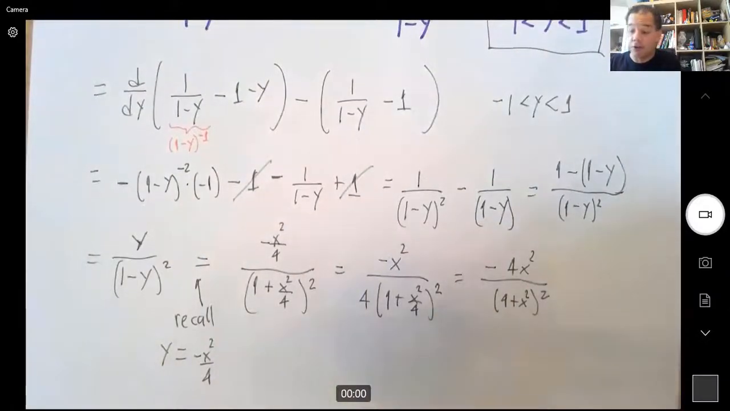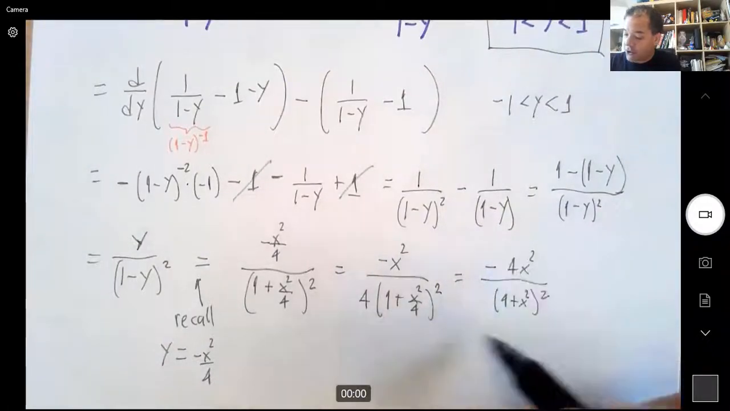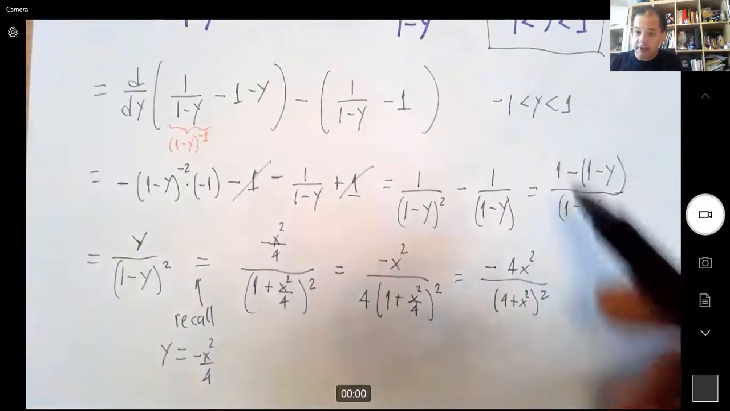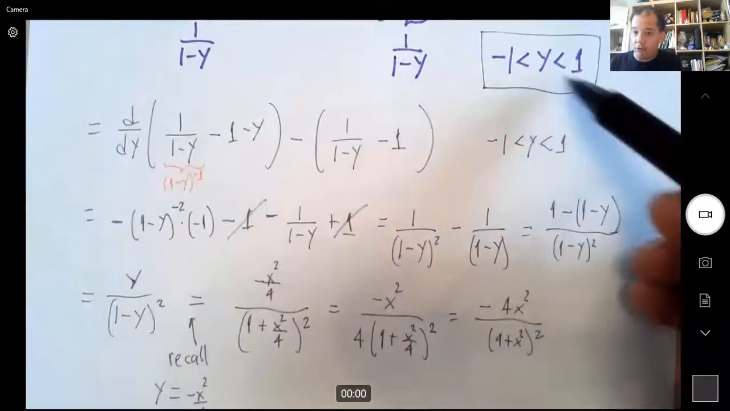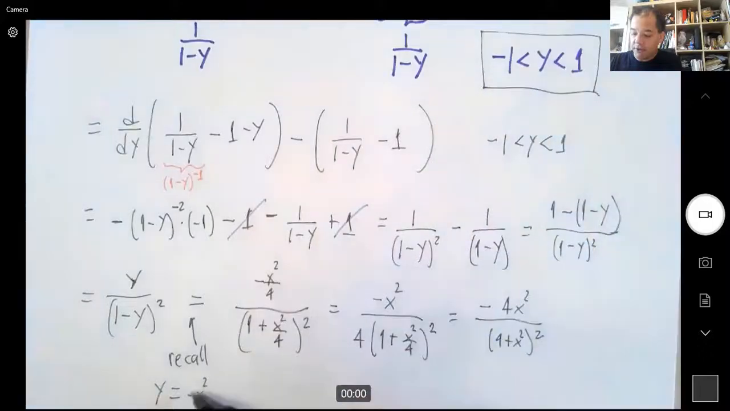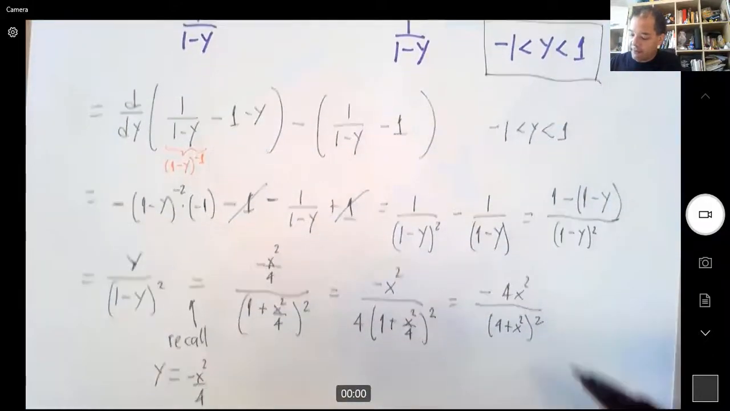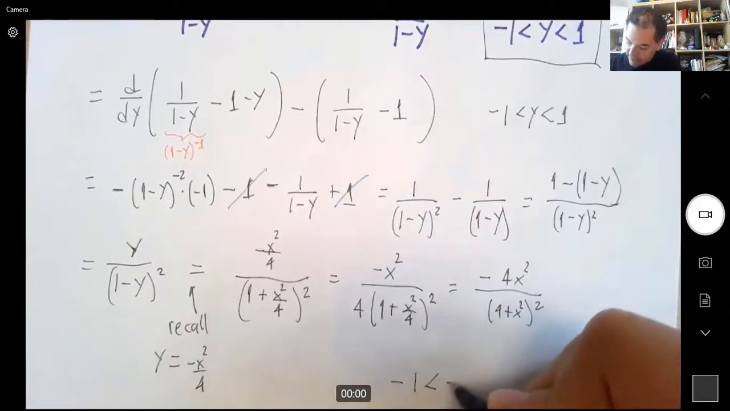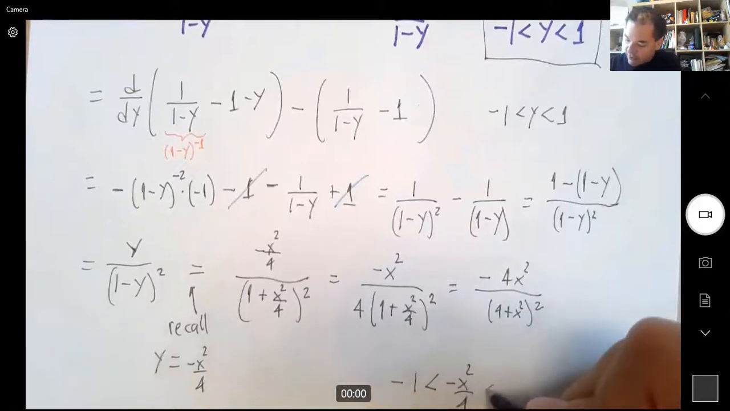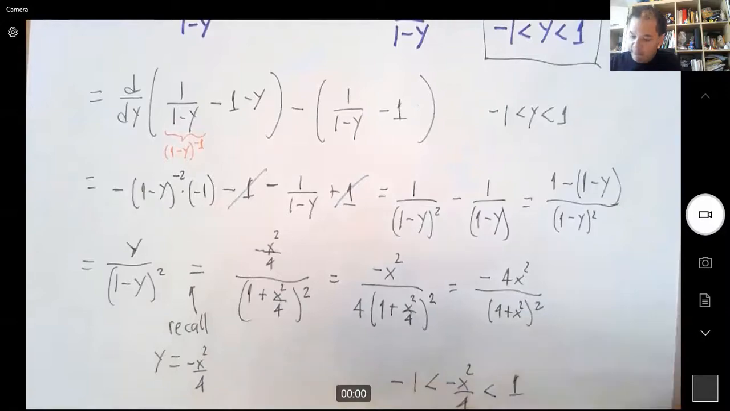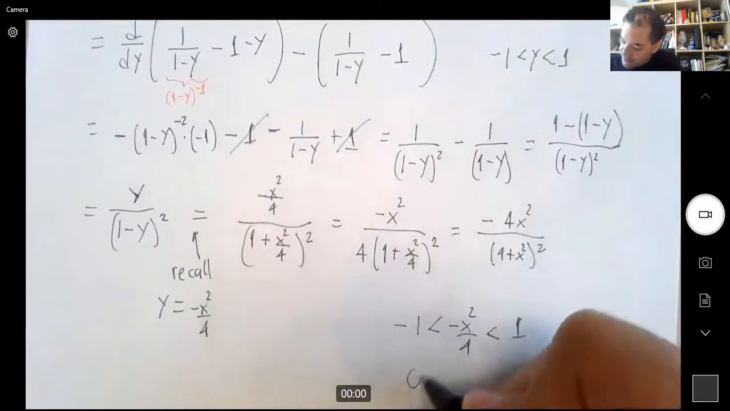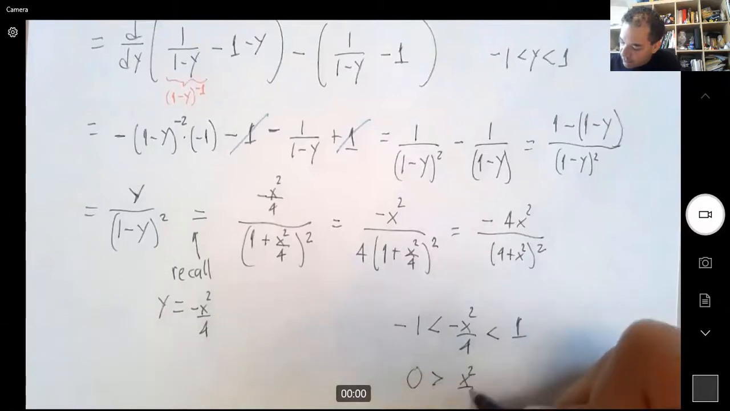That's our mysterious function. This power series that we started with is actually equal to this function. And where is it equal to this? Well, we said that for y between negative 1 and 1. So now we simply should plug in what y stands for. So this is good for negative 1 less than negative x squared over 4 less than 1. And if we multiply by negative 1, this is 0 greater than x squared over 4.